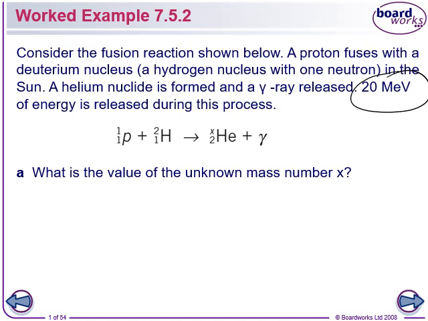Okay. So part A, what is the value of the unknown mass number x? Like I said before, you just have to add your numbers up going across. On the left we have a 1 and a 1, so we have a 2 for our proton number. For our mass number, we have a 1 and a 2, which must be 3. So the unknown mass number is 3.